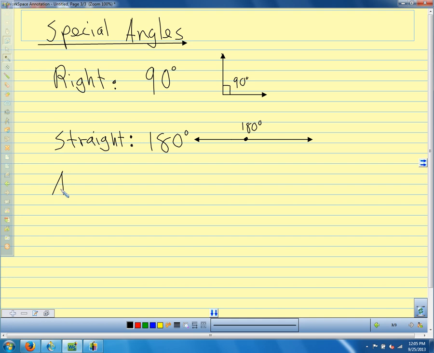How about an acute angle? An acute angle is less than 90. And just to be a little more accurate, we'd say between 0 and 90. If it helps you remember, you can think of a cute little angle. It's a little angle.